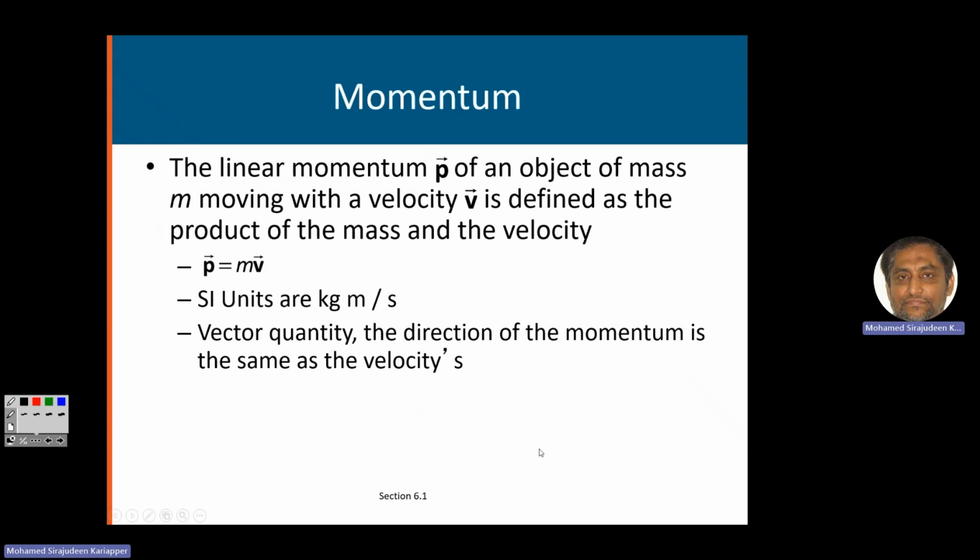In chapter 6, we are going to define what is momentum. We use the symbol P for momentum, although the first letter of momentum is M, right? But we don't use M because M is usually mass. So we want to avoid it. P is the symbol we use for momentum, and it's defined simply as mass multiplied by velocity. Velocity, not speed, okay?